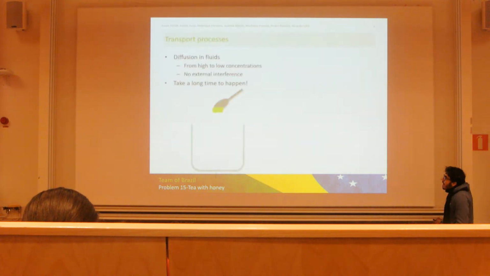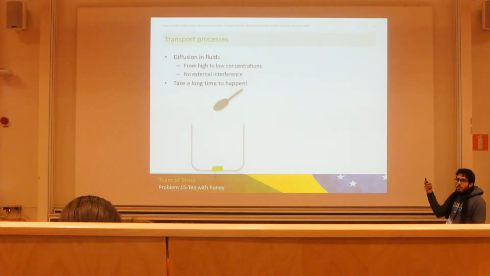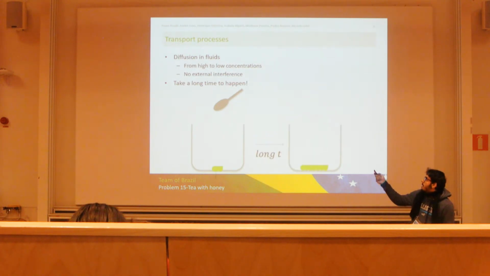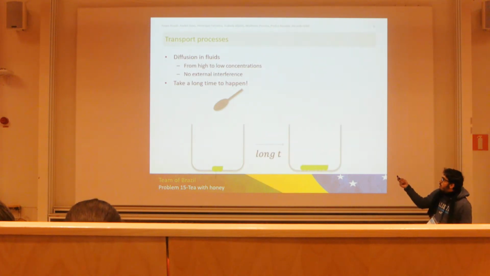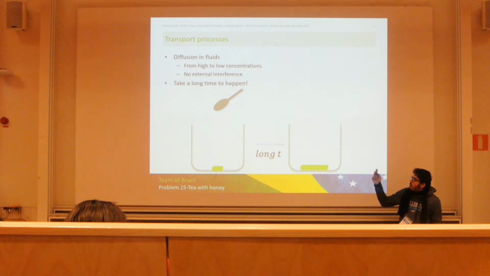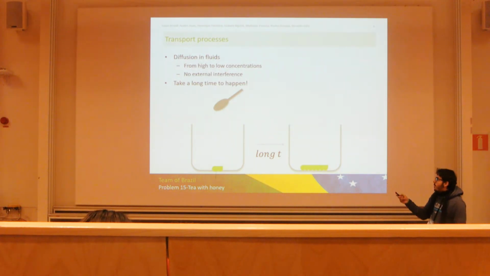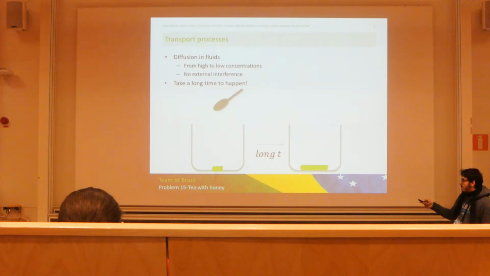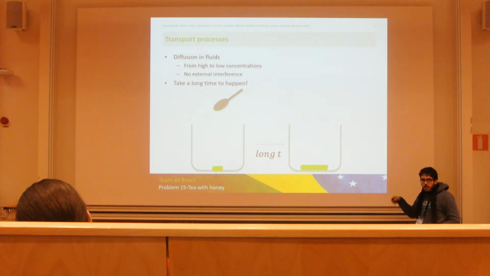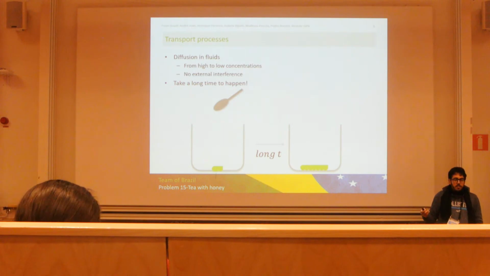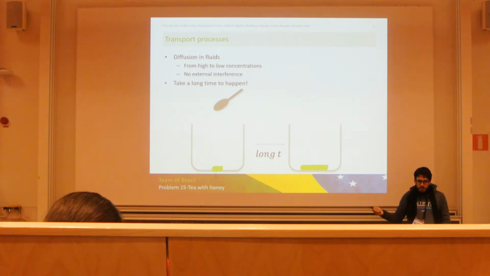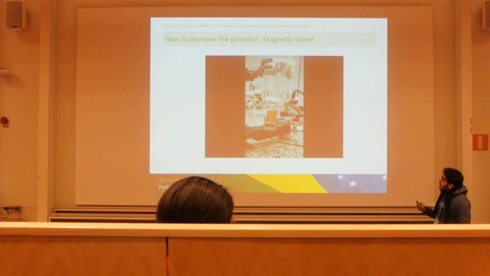So about the theory. In theory, we'll talk about the transport processes. Diffusion in fluids happens from high to low concentrations whenever we have no external interference. And it also takes a long time to happen, for example. So if we add a spoon of honey without external interference, it will not be uniformly dissolved even after a long time. So how do we manage to do it?